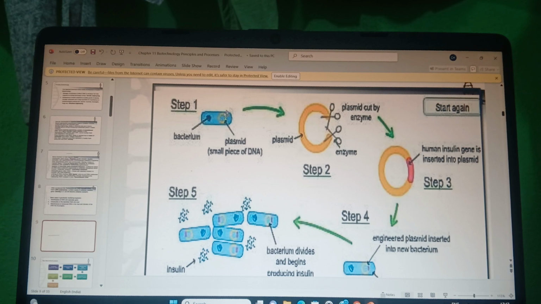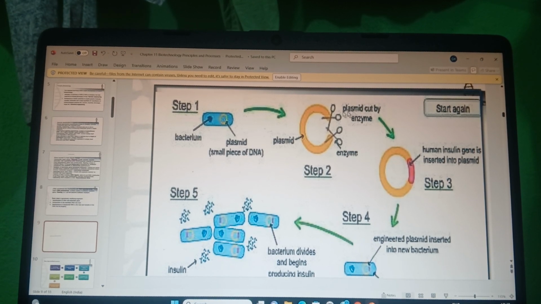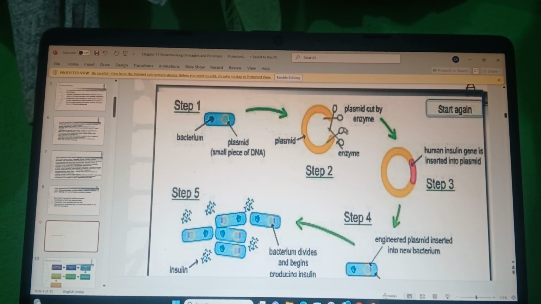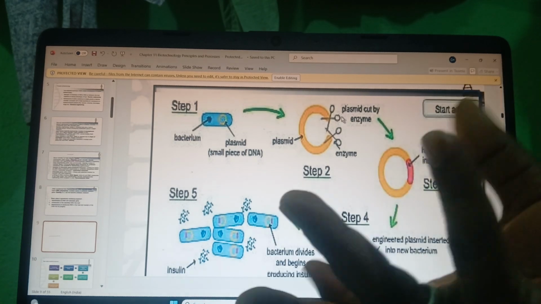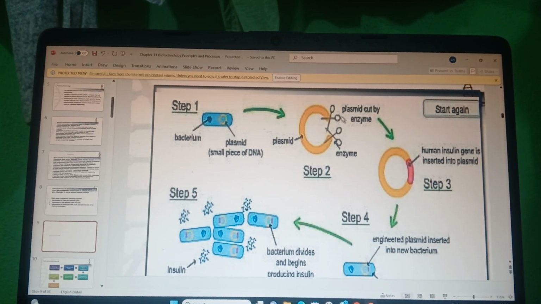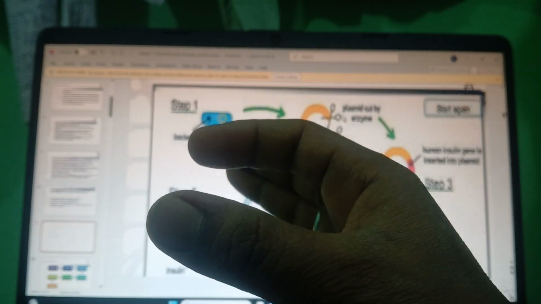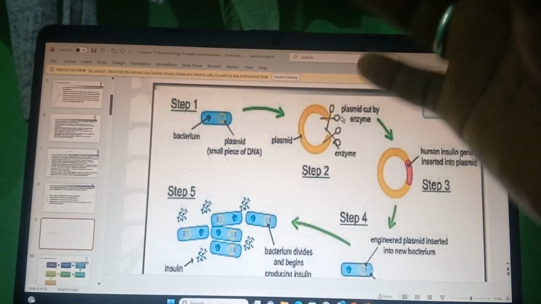So first, this is the circular DNA, you have to cut this circular DNA with the help of restriction endonuclease. Again I tell, you have to cut this circular DNA with the help of restriction endonuclease. Then you have to join the gene of interest, which you collect from the pancreatic cell. This DNA is very long, but you only want the small piece of DNA. That is the target gene.